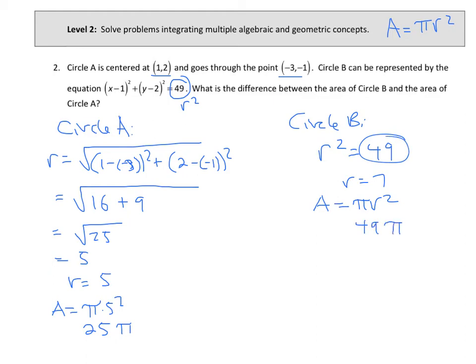And now the difference between the area of circle B and the area of circle A, I'm going to do circle B's area minus circle A's area. So we get 49 pi minus 25 pi, which gives us 24 pi.